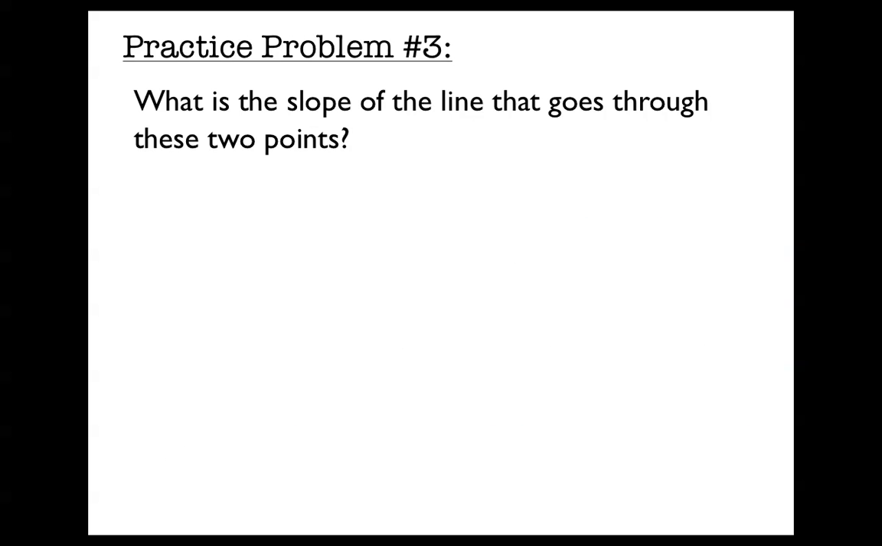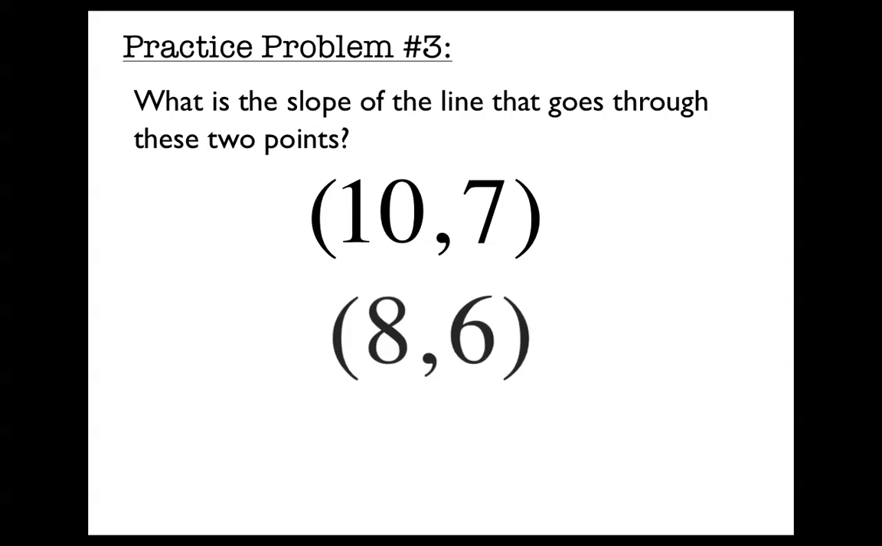All right, here's your third and final practice problem. What's the slope of the line that goes through these 2 points? If you want, you can make a graph and count out the slope on the graph, or you can just use the formula, second y minus first y over second x minus first x.